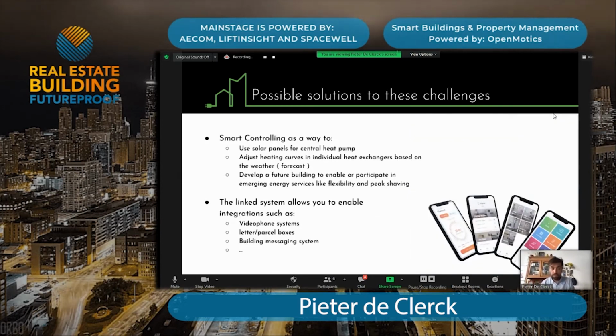Once you have the smart metering, you can, of course, start smart controlling as well. So you could use the central PV panels to optimize the central heat pump or the charging poles. So you can have a higher efficiency of your energy flows.